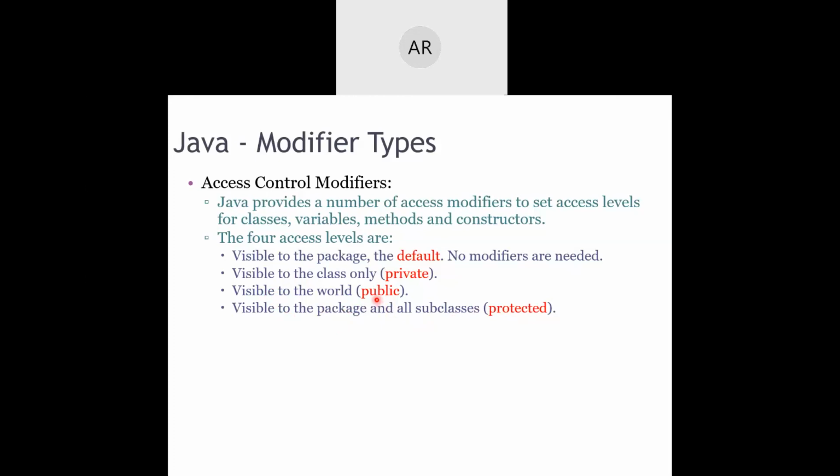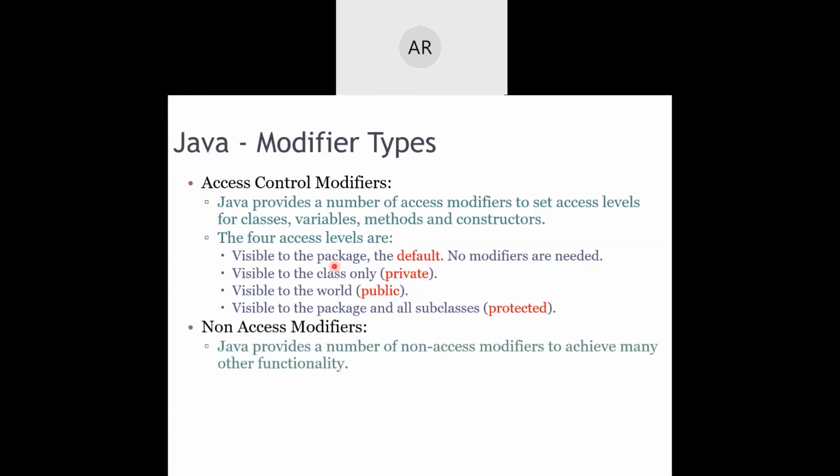Public is visible to the world. World here means all the packages, all the programs. Visible only within the class, which one? Private. For default, it is visible to the whole package. That means in whichever package our class has been defined, all the other classes or interfaces in that package can see and access our variable or method.